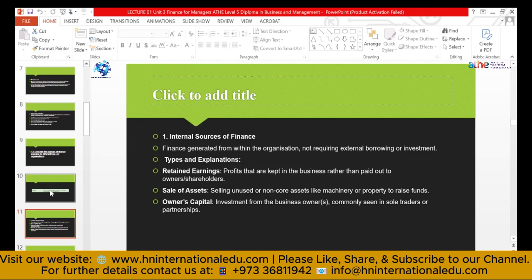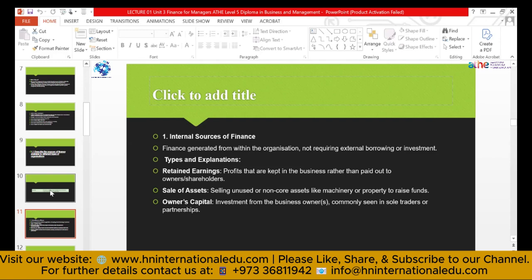Let's read it. Internal finance is finance generated from within the organization, not requiring external borrowing or investment. That is, you're not taking the money from outside the business. You're not asking the banks, the agencies, nor your competitors. You're doing it by yourself. Types and explanation: retained earnings. Under the internal sources of finance, the first thing is retained earnings, which means profits that are kept in the business rather than paid out to the owners and shareholders.